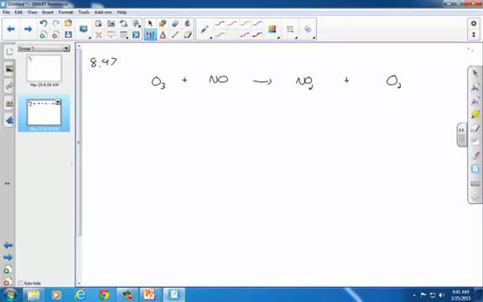And then the question says, if 0.740 grams of ozone reacts with 0.670 grams of NO, how many grams of NO2 will be produced? So this is exactly the type of question that you need a balanced reaction to answer. So just write that info down. We want to know how many grams of NO2 will be produced. That's what we're interested in.